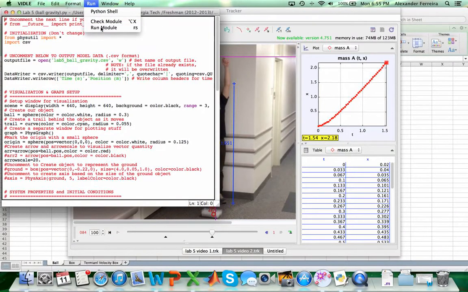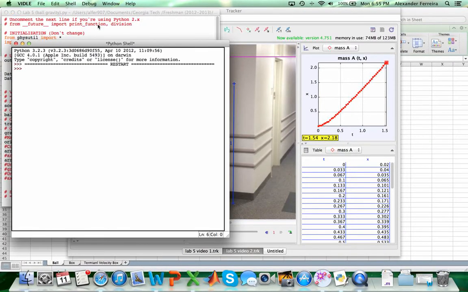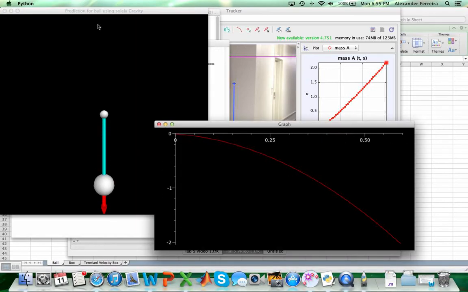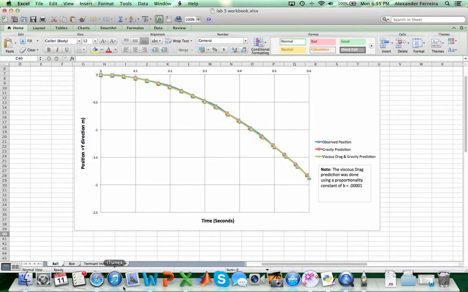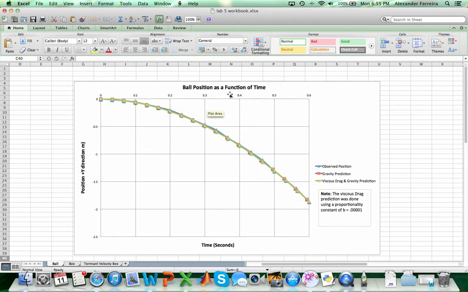This is just a ball with gravity. And this is going to show you that the ball is just accelerating because the only force is gravity. Which is true. So then if we go over here to Excel, we see all the data that we've gathered. The observed position here, this is ball position as a function of time. We'll see that the blue line represents the observed position of the ball.